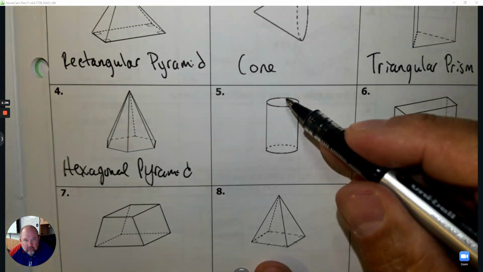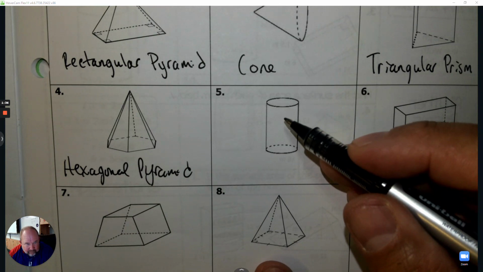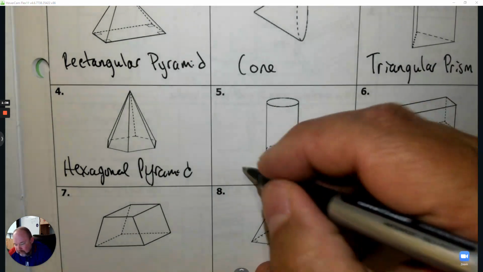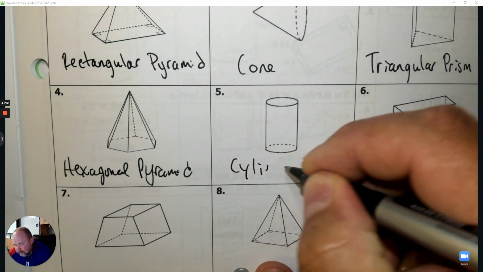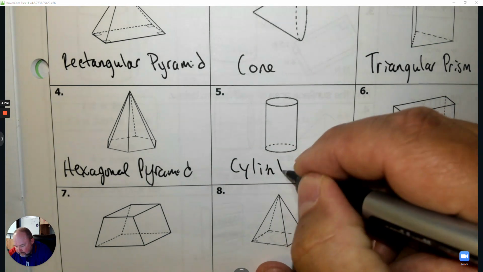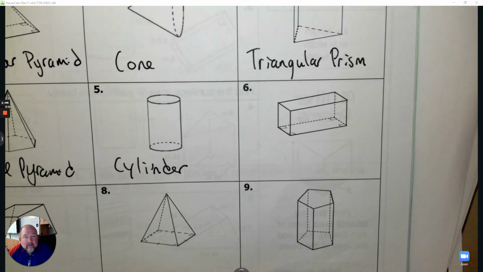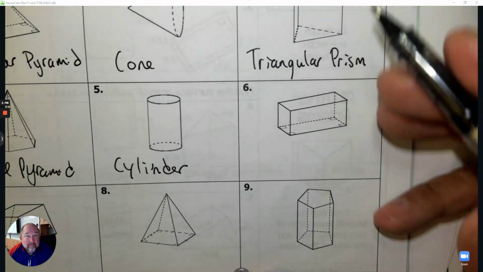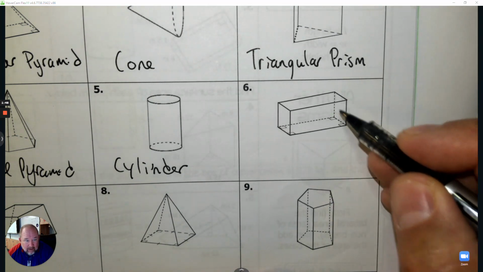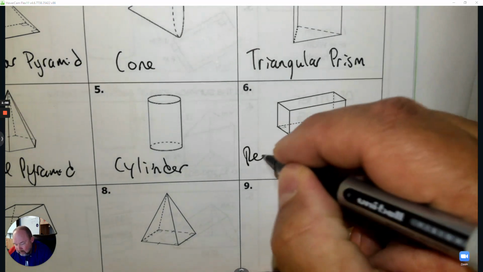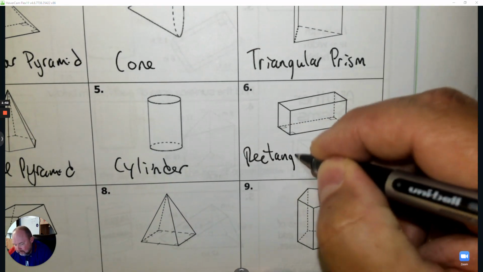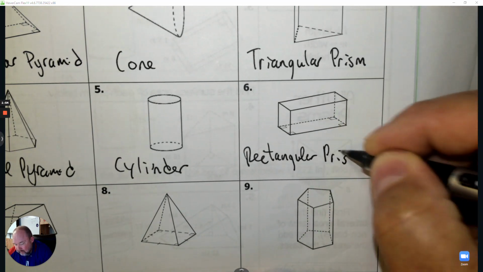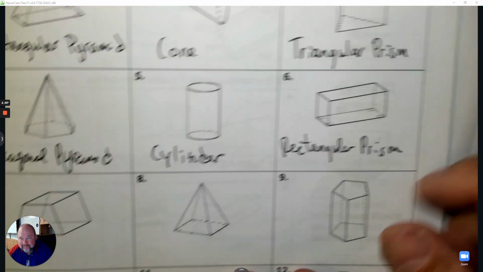All right, 2 circles. Like a prism, because we have the base, 2 bases, but it's a special prism. We call it a cylinder. Number 6, it's a box, but mathematically, what's the bottom and the top? What shape are they? They're rectangles. We call it a rectangular prism. Or a box, or a Kleenex box.